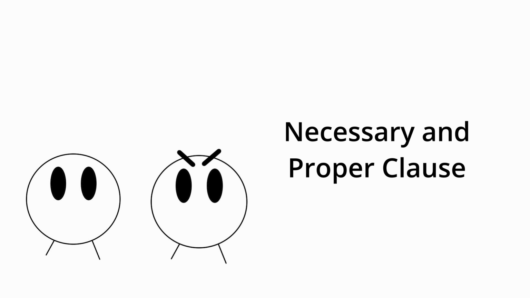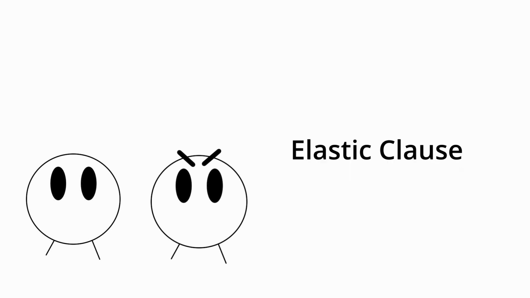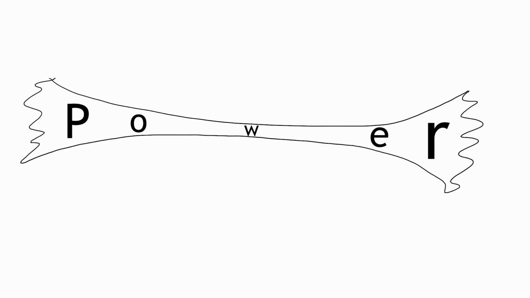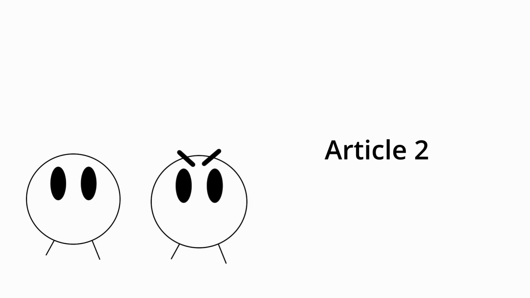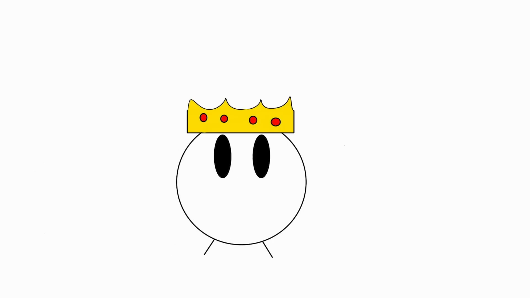Just speculating, but in the future, people might call this one the Elastic Clause, because it allows Congress to stretch their power. Moving on, Article 2. No rights for anybody protected in here. You see here, you've basically created a king. No, I haven't. Yes, you have.